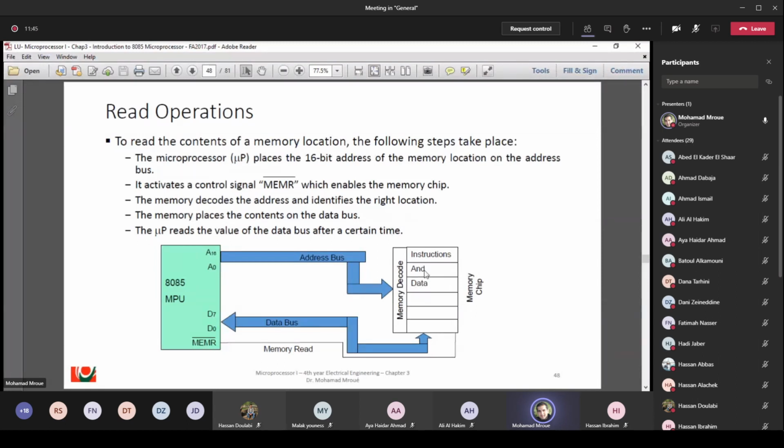The contents of the memory at the location specified by the information present at the input, which is the address bus for the memory. So this information will be placed on the data bus. Information at a specific address on the address bus. Now the microprocessor reads the value of the data bus after a certain time. Not everything happens at the same time, so they must happen one after another.